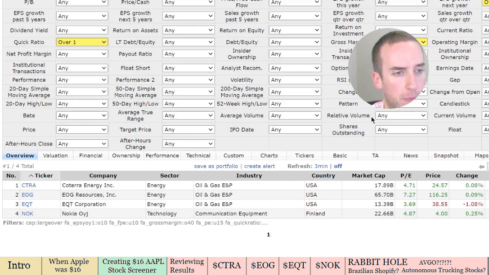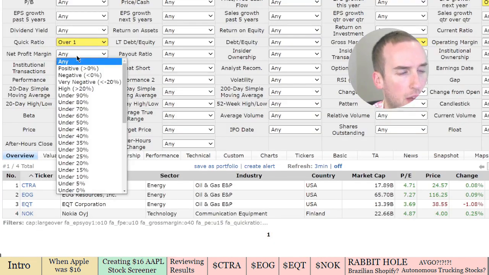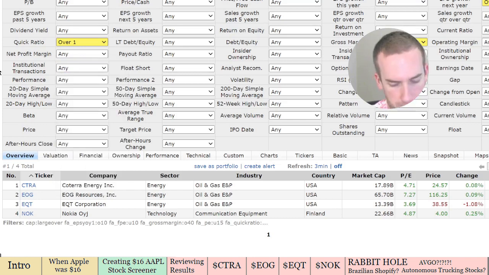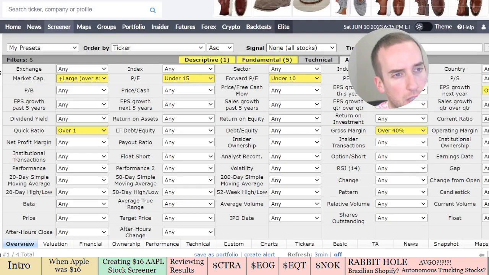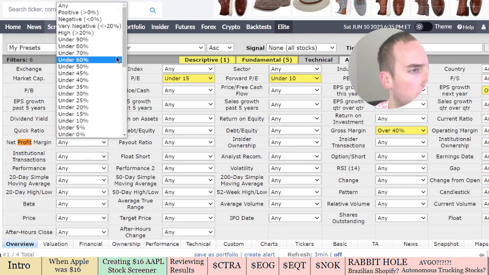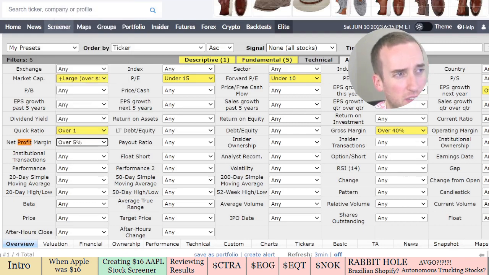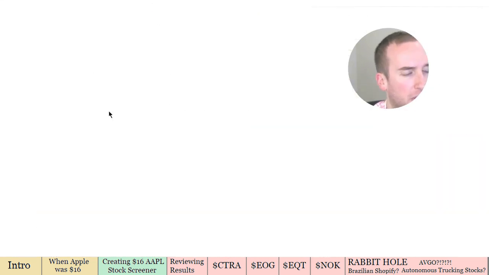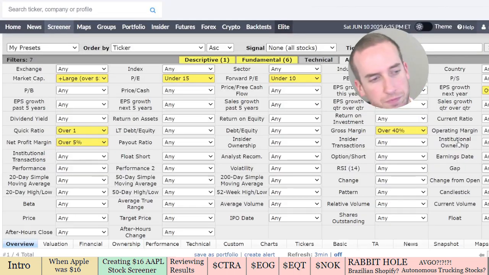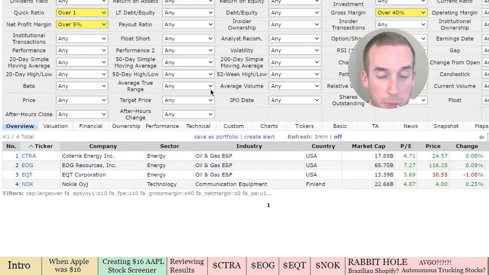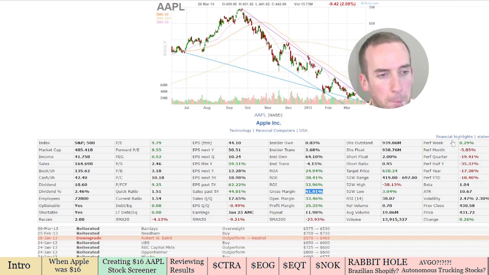And we want profitable, profit. Is that the only, let me see, profit? Okay, it is the only selection. We want it to be over 0%. Over 5%? Yeah, over 5% is fine. Okay, we're still at 5 stocks.